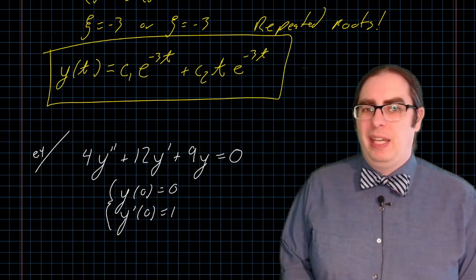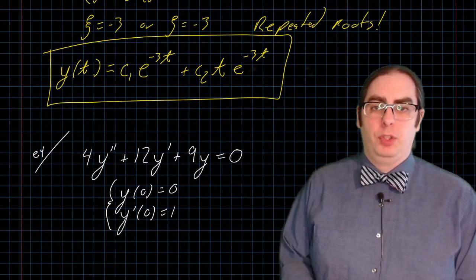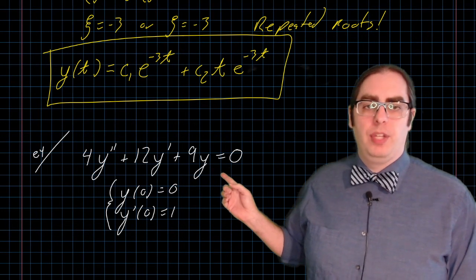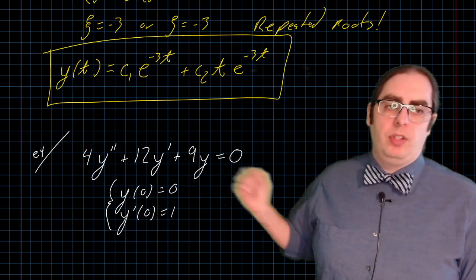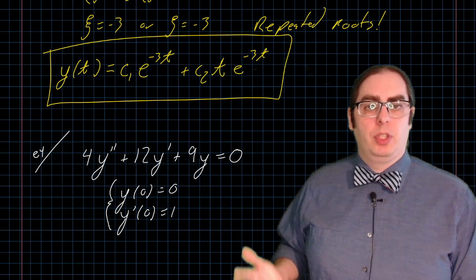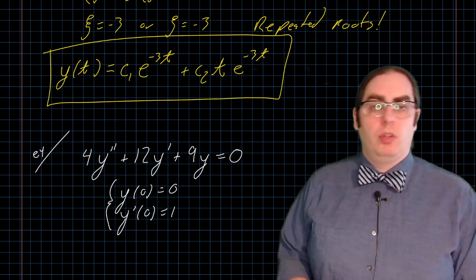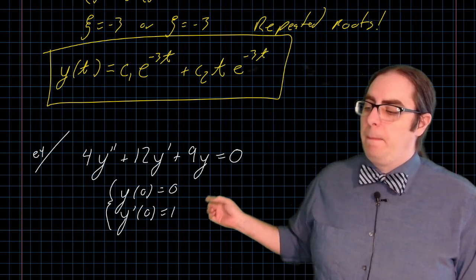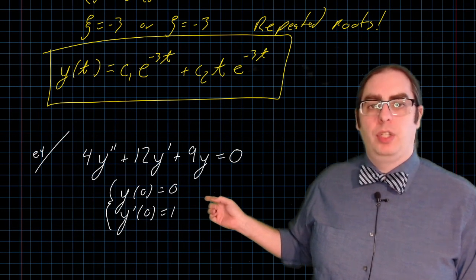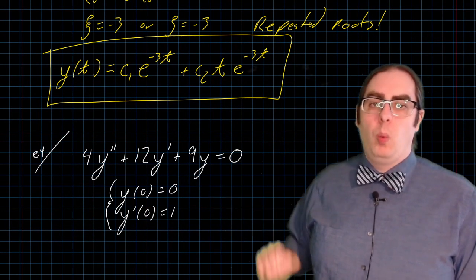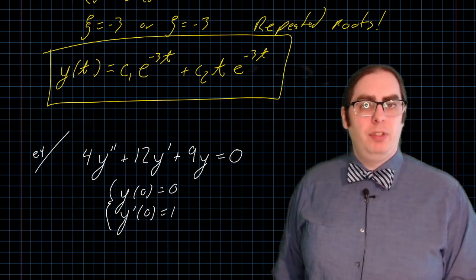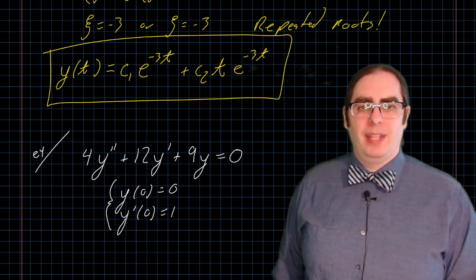All right. Rounding out the set, let's again end with an initial value problem for you to try. I've got 4y double prime plus 12y prime plus 9y equals 0, which is a second order linear homogeneous ordinary differential equation with constant coefficients. There's nothing to say that this is going to have repeated roots, but based on the video, you probably can make a good guess. And then we're going to have our initial conditions. y of 0 is 0, y prime of 0 is 1 in this particular case. All right, take a few minutes, see what you can do with that, and I'll see you in the next video.